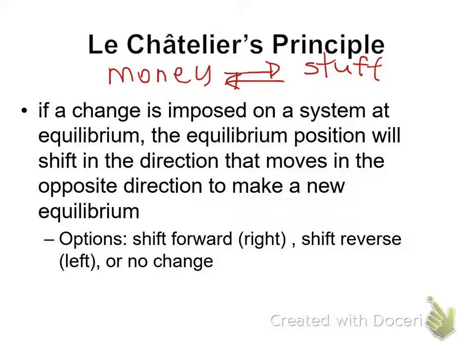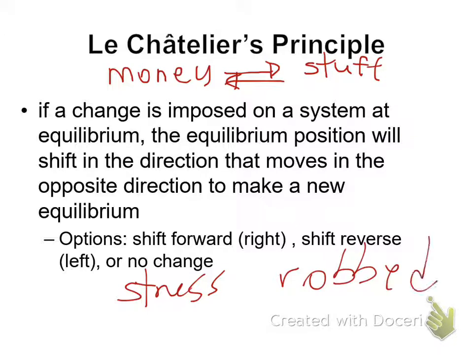So let's pretend this is a stress. Let's pretend that you got robbed, and they basically took your money. So money was lost. What is the opposite to losing money? Gaining money, specifically. So the opposite is gaining money.